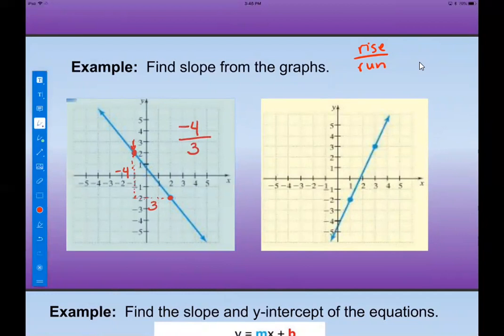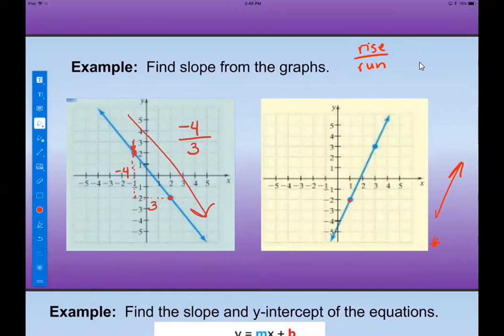You could also look at this line and see that from left to right, this line is going down. So that would tell us that the slope is going to be negative. Now I can look at the second graph over here, and I can tell that the slope is positive because this line is going up, increasing. But let's find the actual ratios.